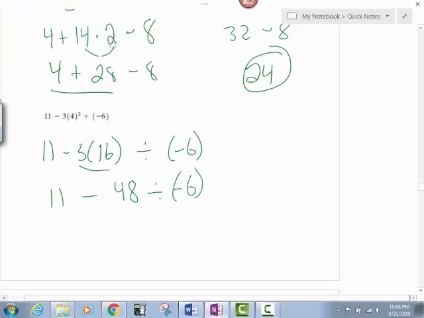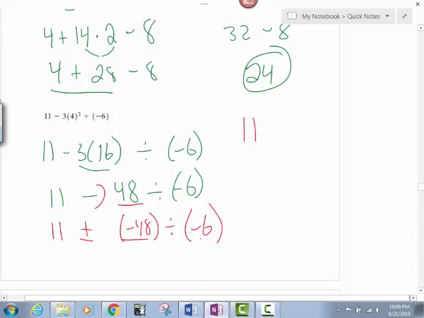Now in this problem here, I want to go ahead and rewrite this as 11 plus a negative 48 divided by a negative 6. Remember what we said, subtract means add the opposite of that number. So now we're going to have 11. A negative 48 divided by a negative 6 is a positive 8. And 11 plus 8 gives us a total of 19.